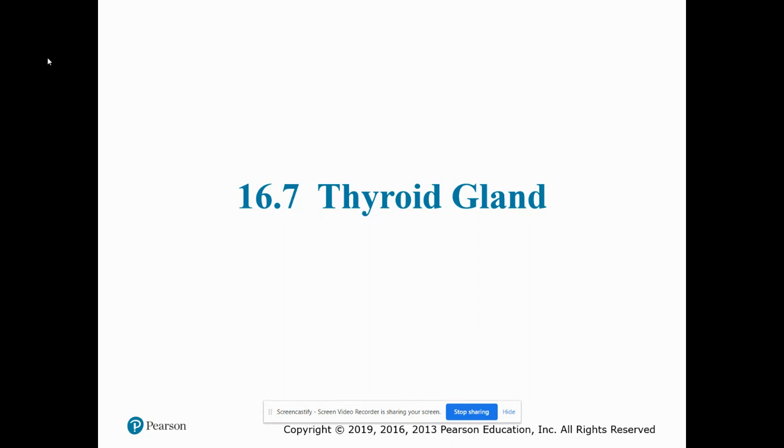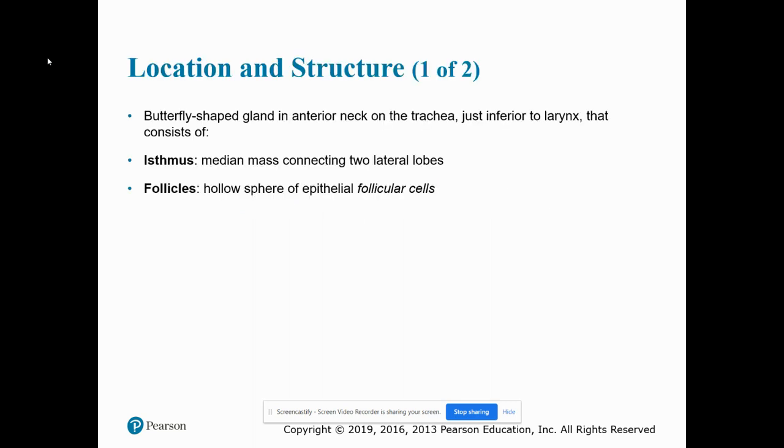This talk is going to be on both the thyroid and parathyroid glands, but we are going to start off by talking about the thyroid gland. So the thyroid gland is a butterfly-shaped gland in the anterior neck on the trachea, just inferior to the larynx, that consists of an isthmus, which is a median mass connecting two lateral lobes.